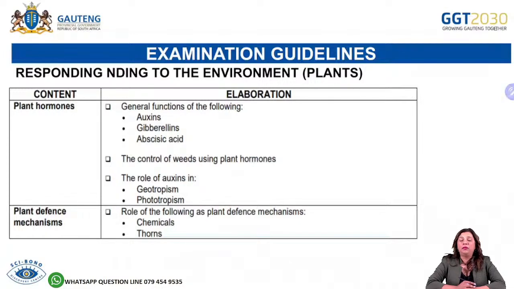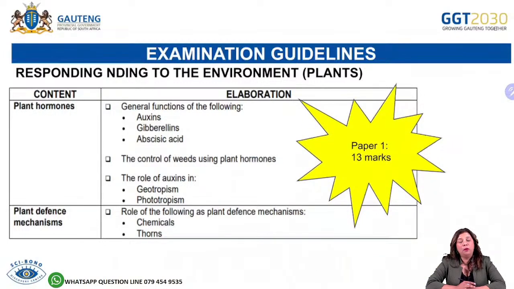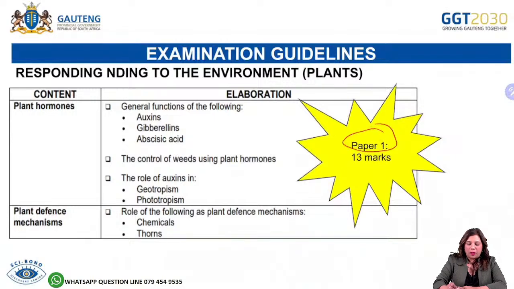Firstly, we need to ask ourselves which paper this section is in. This section is in paper 1 for 13 marks. Now the first thing you're probably saying to yourself is, it's only 13 marks. But grade 12s, that 13 marks or that 9% can be the difference between you passing or failing life sciences. It could be the difference between you getting a distinction or not.